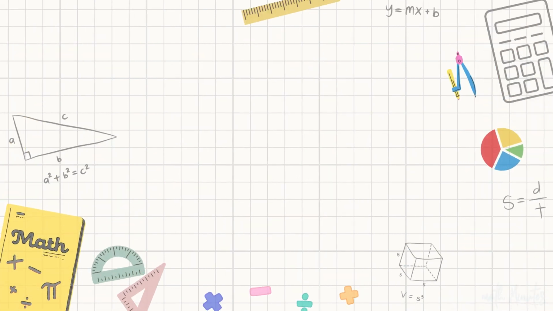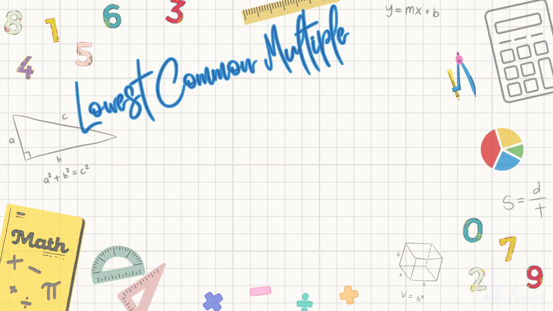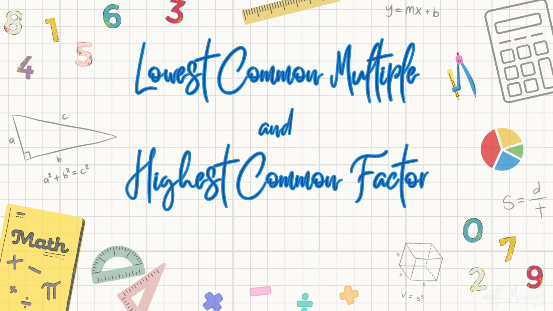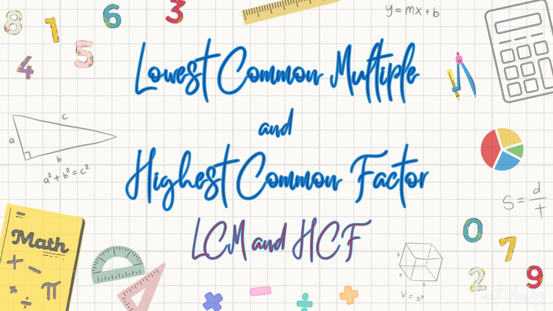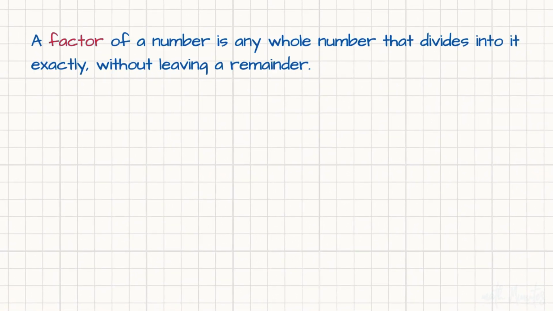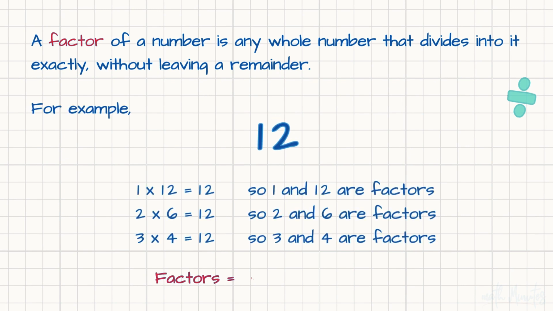This video will explore two important concepts, the lowest common multiple and the highest common factor. Before we dive into the details, let's quickly refresh our memory about factors. A factor of a number is any whole number that divides it without leaving a remainder. For example, the factors of 12 are 1, 2, 3, 4, 6 and 12.